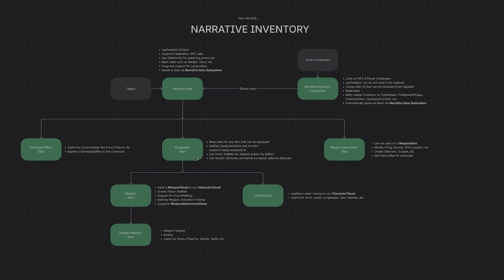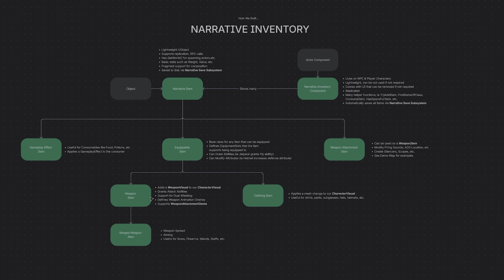The equipable item is the base for any item that can be equipped and defines slots that the item should go to. That's the exact same slots as the pants slot that I just showed you for the character visual. They can also grant abilities to your character, like a jetpack can grant a fly ability. They can modify attributes, like a helmet can increase your defense attribute. And then there are more specialized types of equipable items. The clothing item is what those plate legs that I just showed you use. It actually applies a mesh change to the character visual.